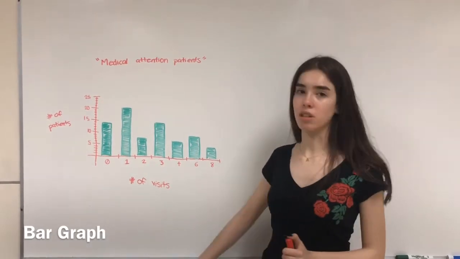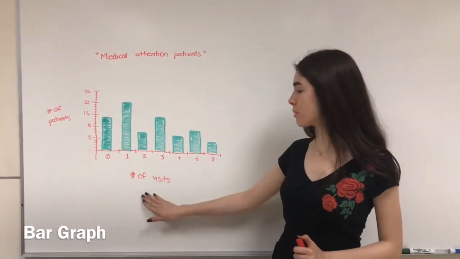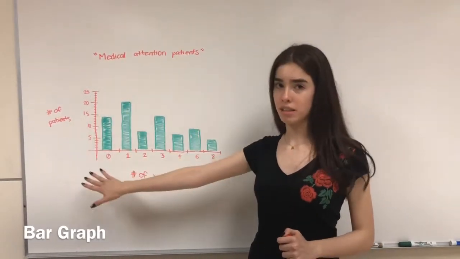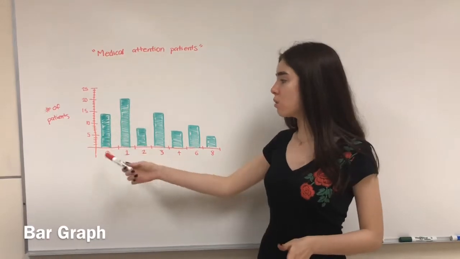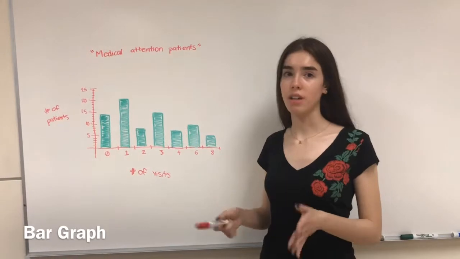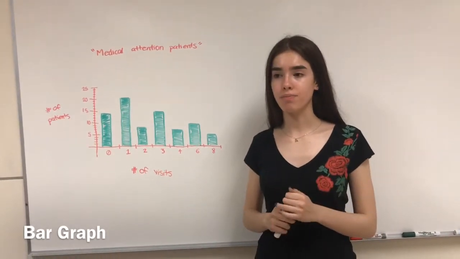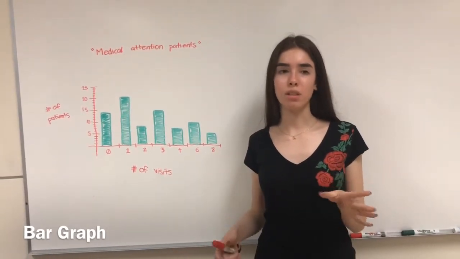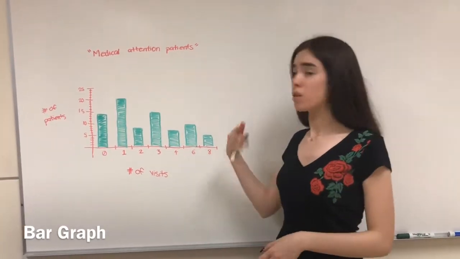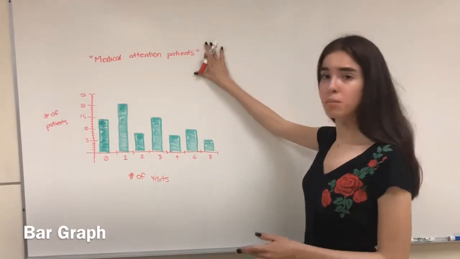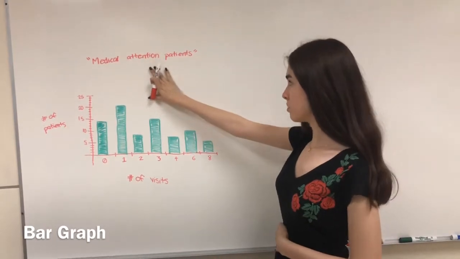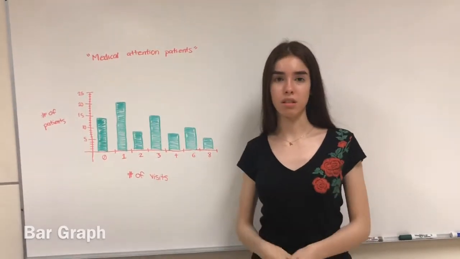So now we're going to make the bar graph, which is made with the absolute frequency and the class mark. The class mark is the horizontal axis and is the number of visits, and the absolute frequency is the number of patients and is the vertical axis. So you just register all the numbers, and then you just draw the bar graph. And in each graph you have to make, even though it's a pie chart or a frequency polygon or an ogive or a bar graph, you have to put the same names. So in this case, we put medical attention patients, which is the thing we are studying.